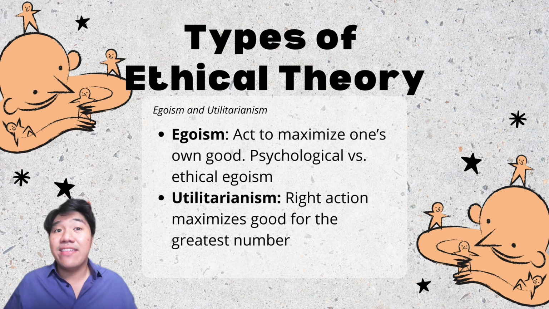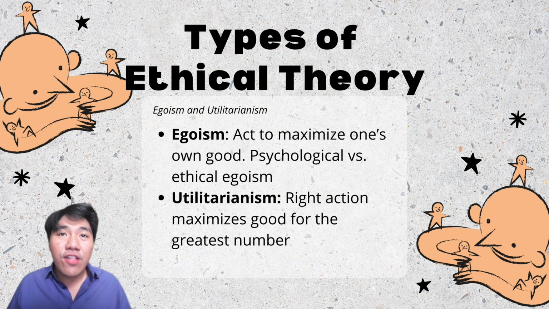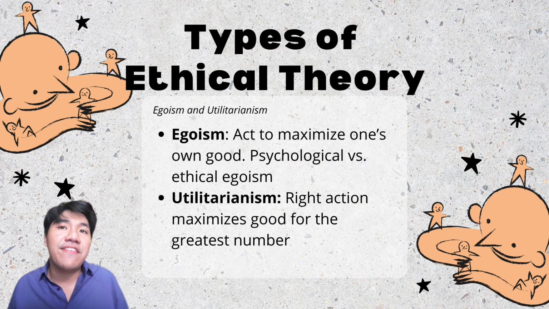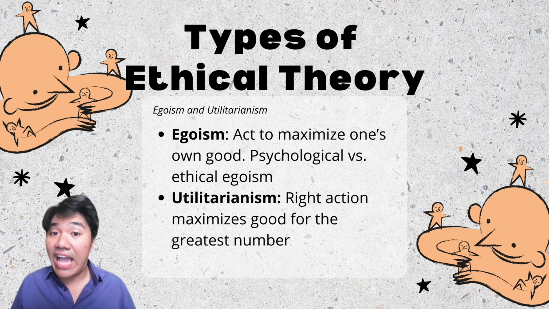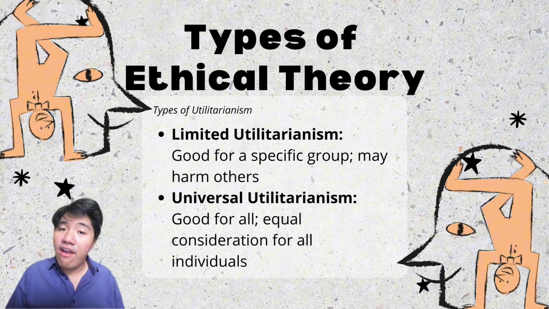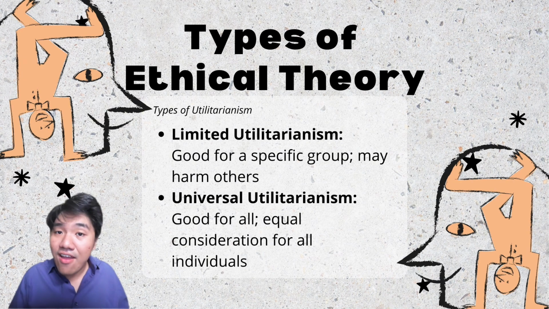Utilitarianism naman is nakabaligtaran ng egoism. Utilitarianism argues that the right action is the one that maximizes the greatest good for the greatest number of people. It is a consequentialist theory, meaning the morality of an action is determined by its outcomes. There are two main versions of utilitarianism: limited utilitarianism and universal utilitarianism.